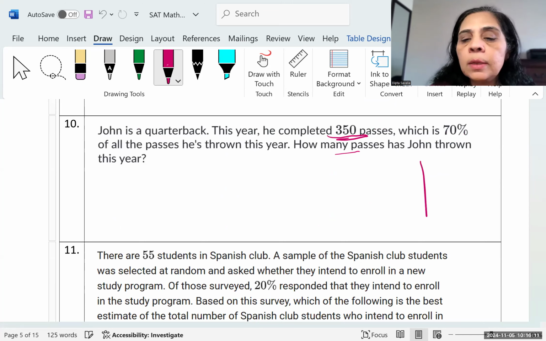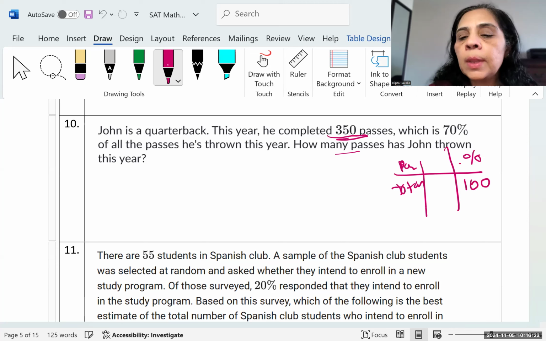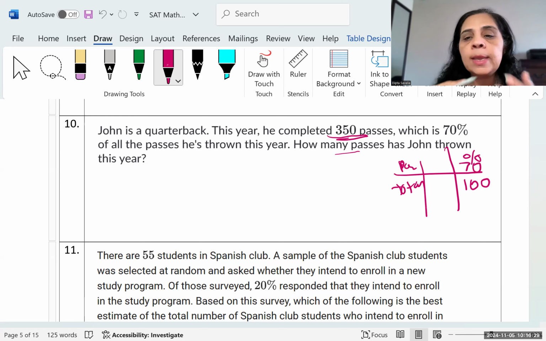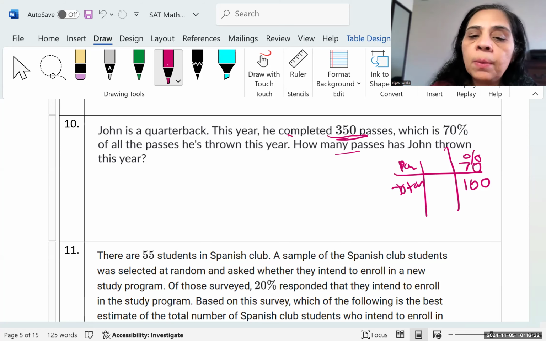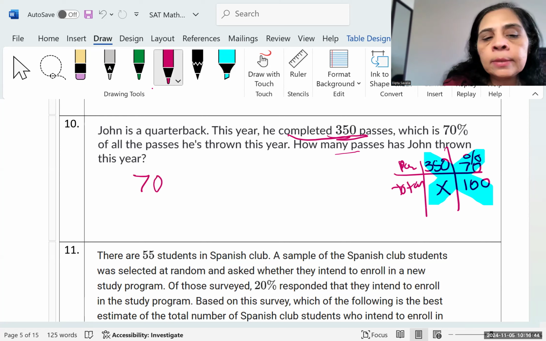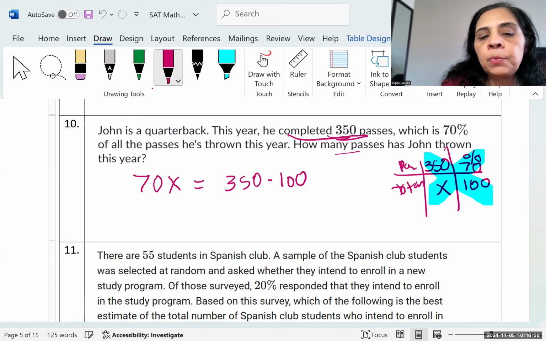So again, you can make a chart. Here is part, total, percentage, right? Total here is always 100%. That is 70 here. Now we can see 350. So whatever he has thrown this year, that is total. But how many he completed? 350. That is part. This piece we are looking for. So now you can do cross multiplication. So we can write here 70x equals 350 times 100. And then we can divide by 70 on both sides.